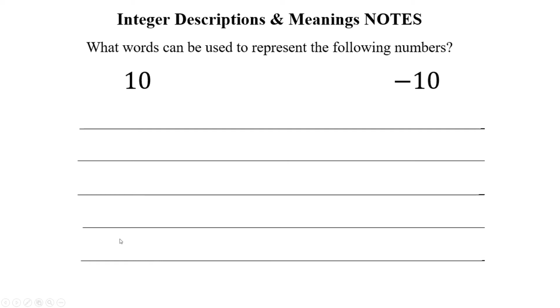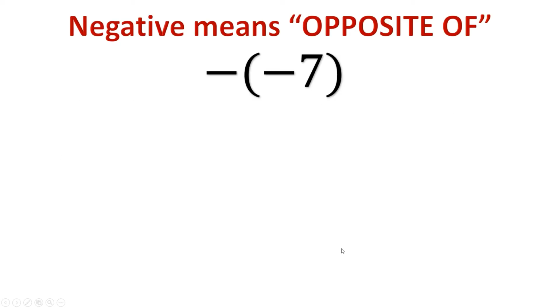Another word for positive 10 could be above. So 10 could be 10 meters above sea level. The opposite of above would then be below. So the opposite of positive 10 is negative 10. So negative 10 would tell us to go 10 meters below sea level. Another direction word could be right. Positive 10 tells us to go 10 units right on a number line. Negative 10 is the opposite of right, then is left. So it tells us to go 10 units left on the number line. So please make sure you have all of these lines filled in with different words.